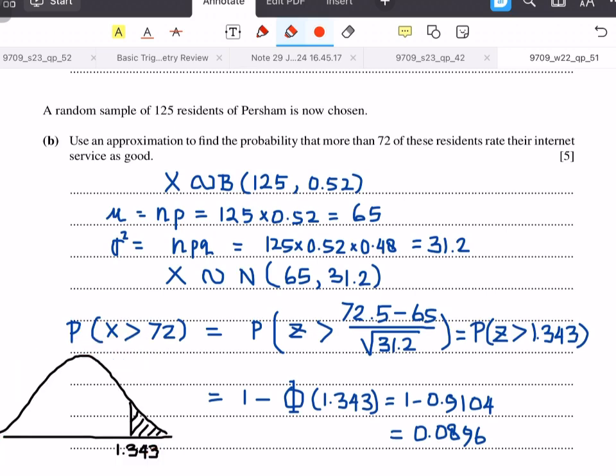It is equal to 1 minus phi of 1.343, which is equal to 1 minus 0.9104. It's equal to 0.0896.